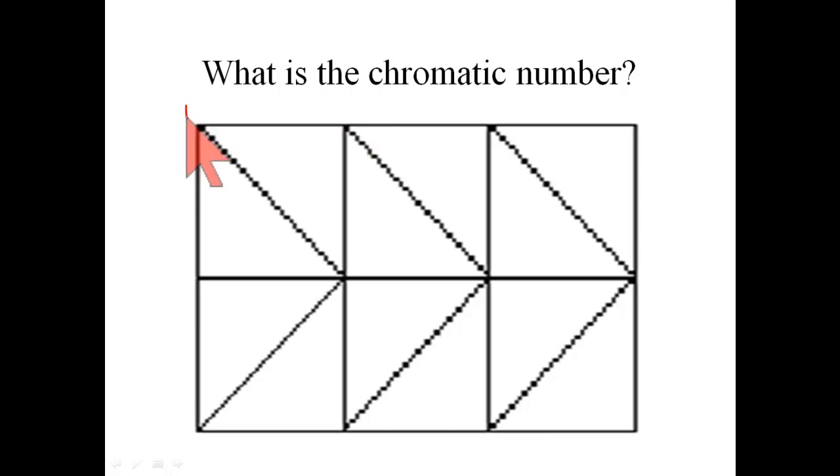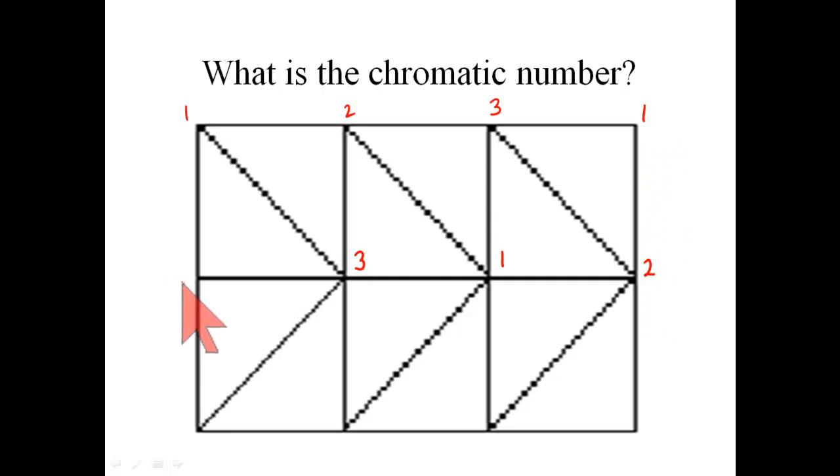Let's see, 1, 2, and then down here I would need a third color since this vertex is connected to the 2 that I've already done, so at least 3. Then I can come back over here and I could make this 1 or 3. Let's go for 3. This could be 1.